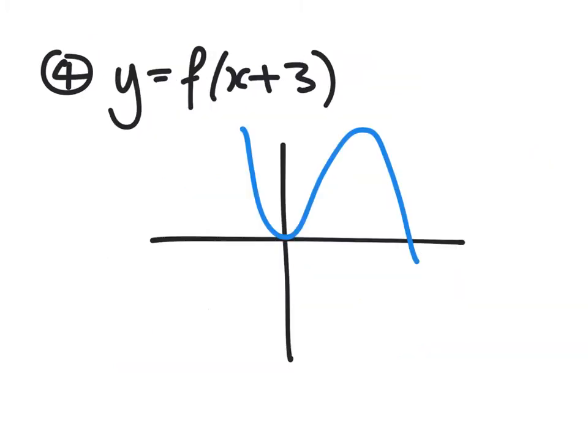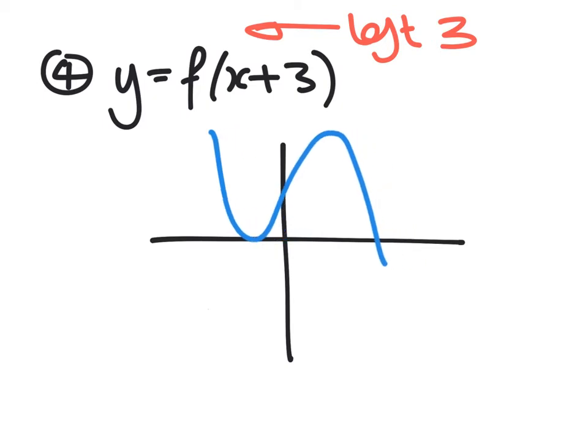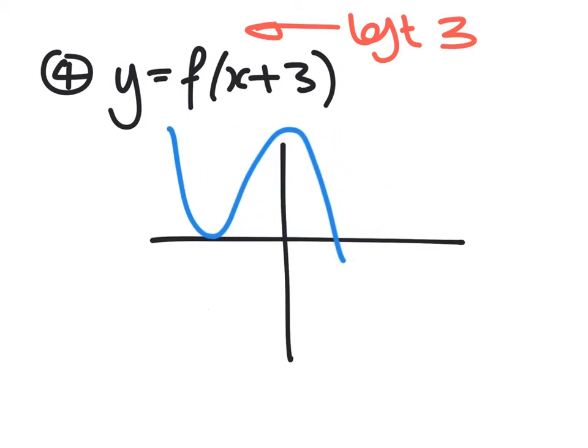Question 4, y equals f of x add 3. Now add 3 means you move your graph left 3 units. Okay, so that means you take your blue graph and you move it 3 units across. Let's do the second one. Is y equals negative f of x. And you know that negative f of x is where the graph flips upside down.